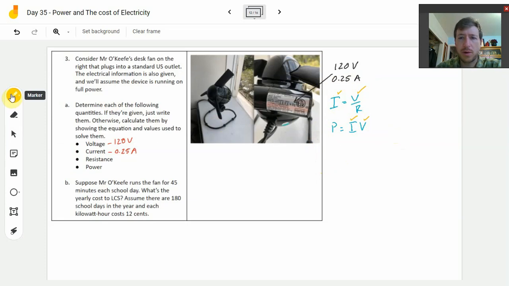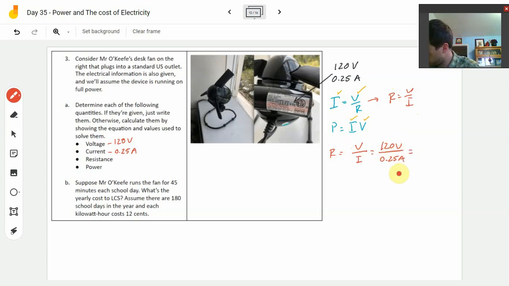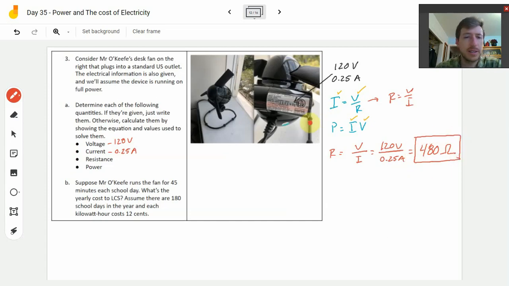So let's go ahead and solve for the resistance first. Once again, if we rearrange this, we get resistance is equal to voltage divided by current. So that's 120 volts divided by 0.25 amps, which gives us a resistance of 480 ohms. So a significantly higher resistance for this than the previous two devices that we looked at.